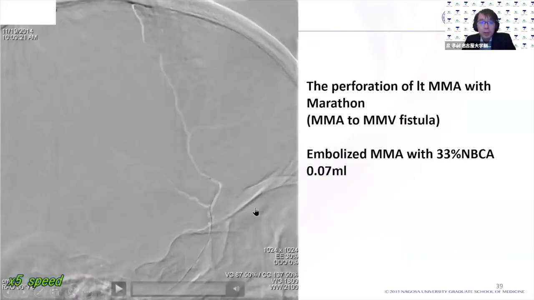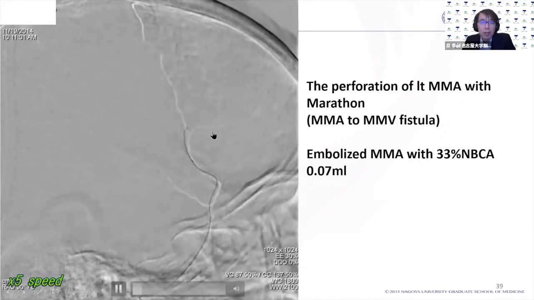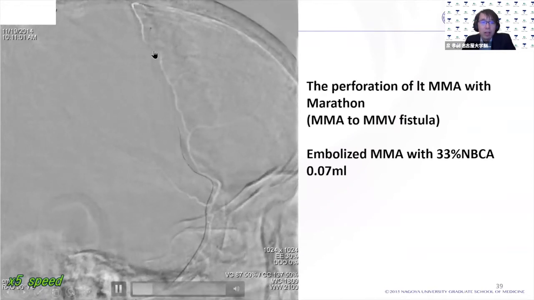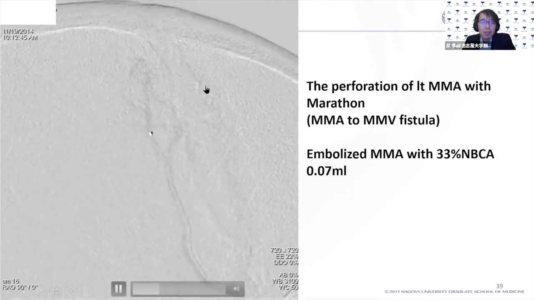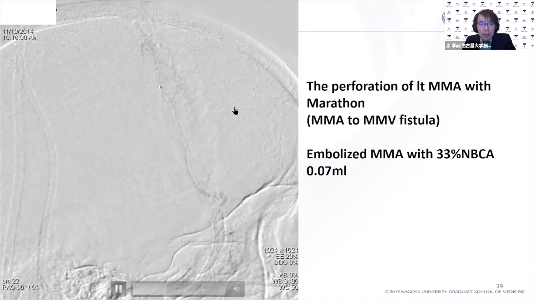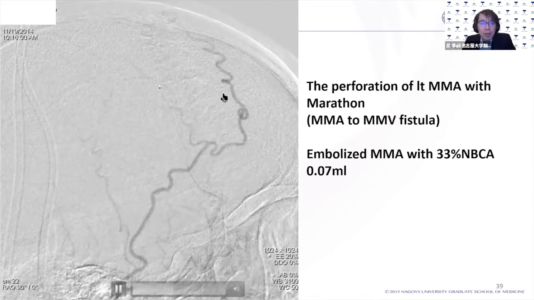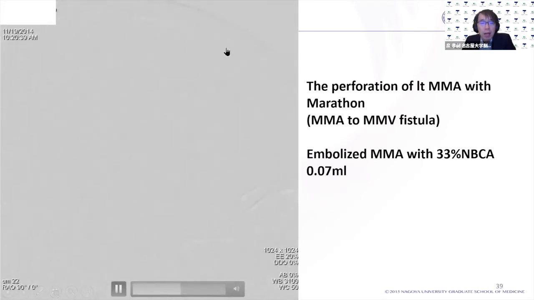Here is the first attack from the left side. Unfortunately, I perforated the MMA here. Here is my guide wire and microcatheter, and the microcatheter perforates. And it shows an MMA to MMV fistula. So I gave up using this artery for treatment of the dural AVF.